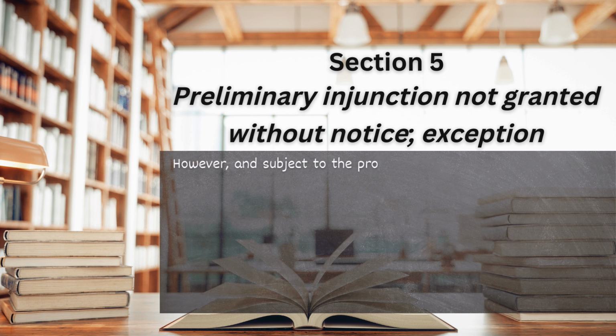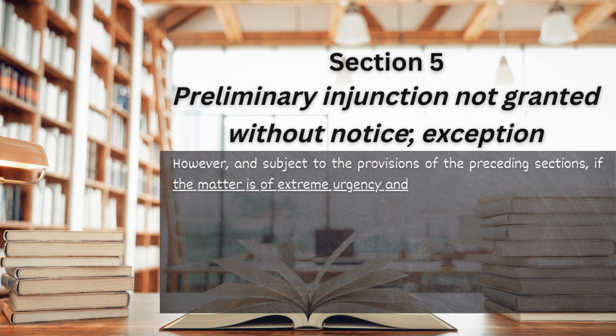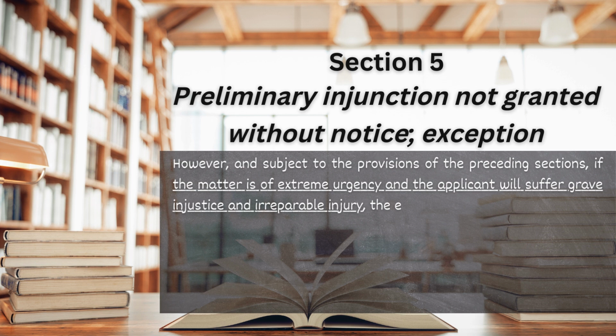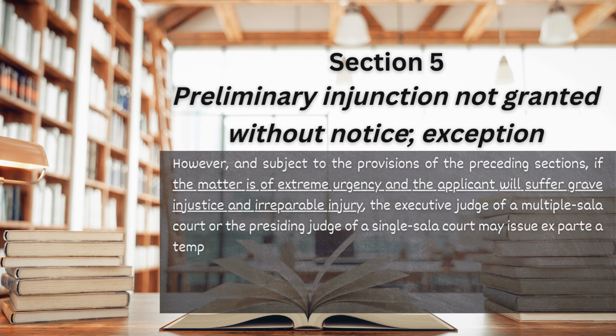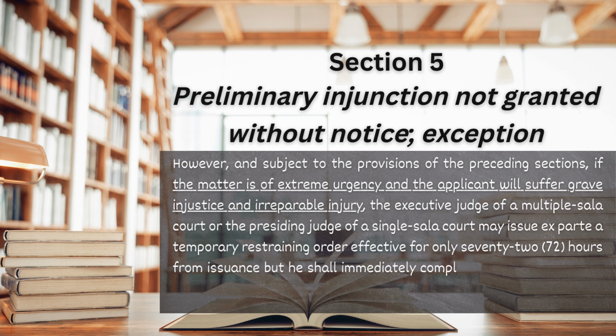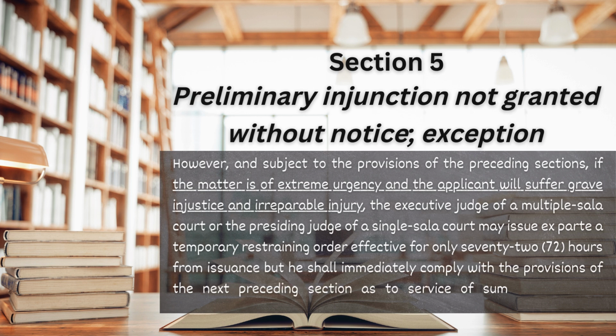However, and subject to the provisions of the preceding sections, if the matter is of extreme urgency and the applicant will suffer grave injustice and irreparable injury, the executive judge of a multiple sala court or the presiding judge of a single sala court may issue ex parte a temporary restraining order effective for only 72 hours from issuance, but he shall immediately comply with the provisions of the next preceding section as to the service of summons and the documents to be served therewith.